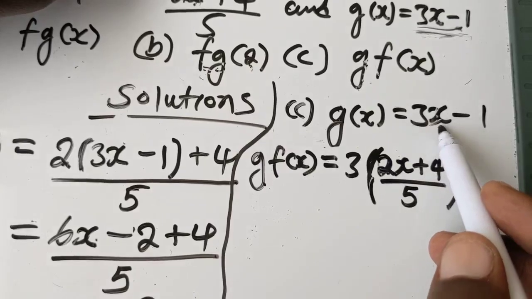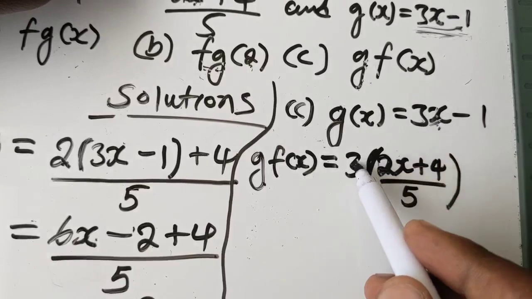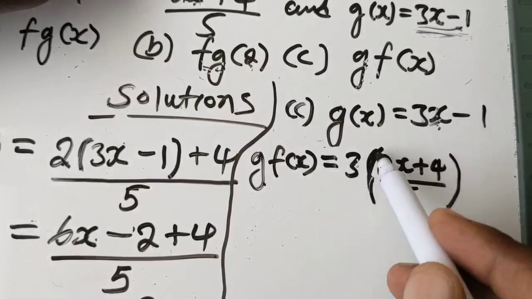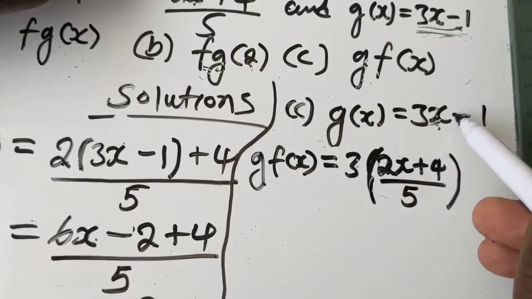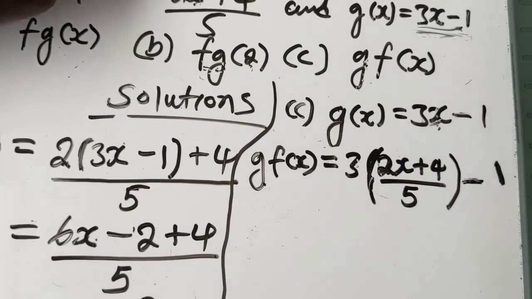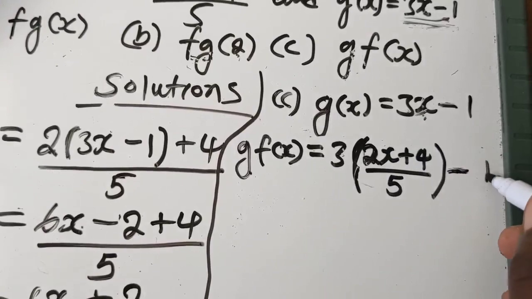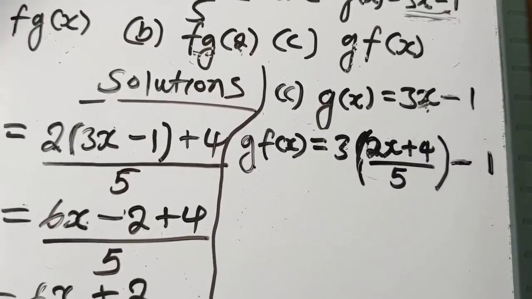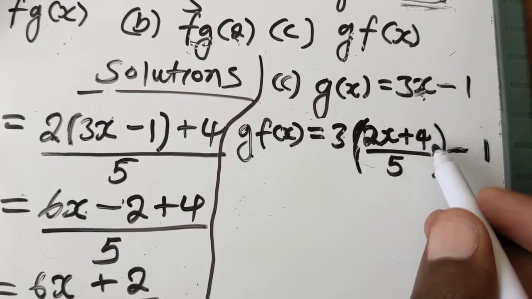So we have replaced this. So this is 3 times x, 3 times x, 3 times x, like that. Then what follows is minus 1, like that. Then here we can multiply 3 by everything inside.